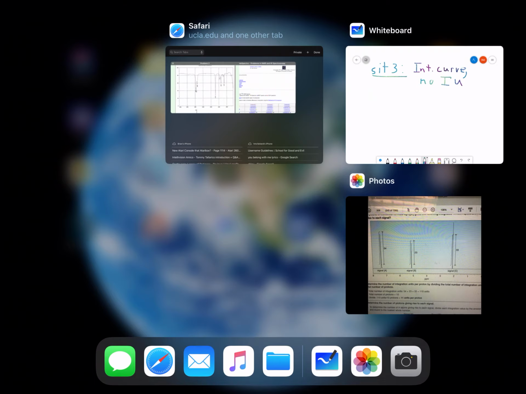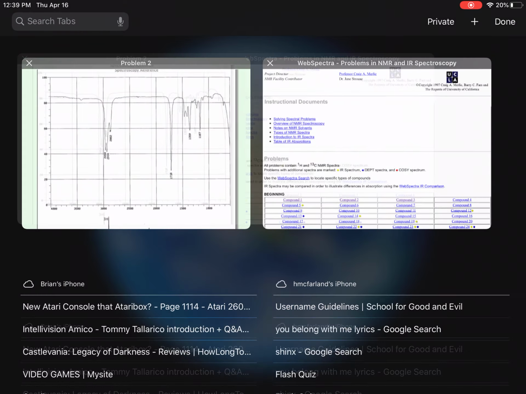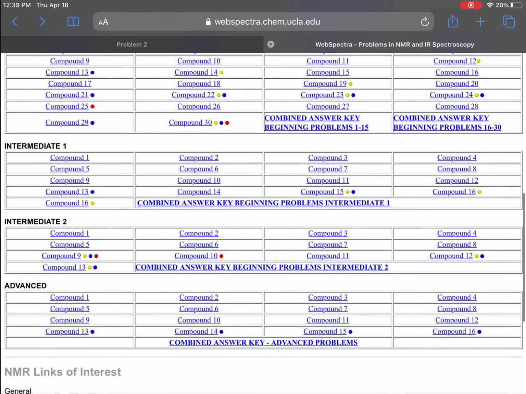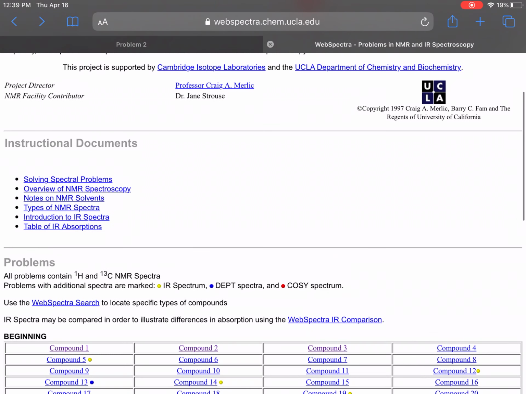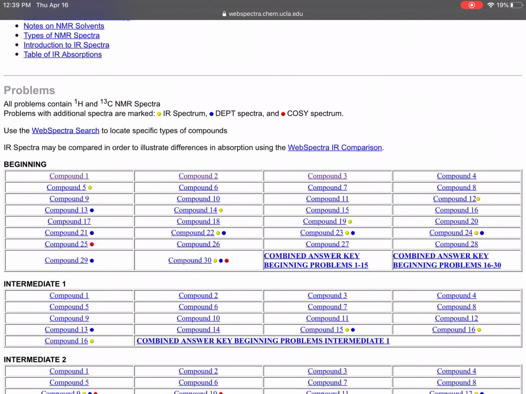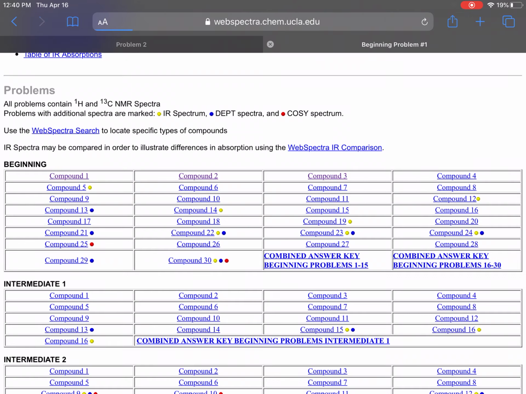All right, and so what I'm going to do here is I'm going to show you a couple of examples. This is, by the way, a website called Web Spectra, and you can see the address right there. It's hosted by UCLA. It's fantastic. It gives you really good practice on doing different types of spectral analysis. It does all sorts of stuff that we will not get into, like DEPT and COSY spectra and stuff, but they do have NMR spectra and IR spectra on here as well. So let's take a look at this one, and you'll see what I mean.